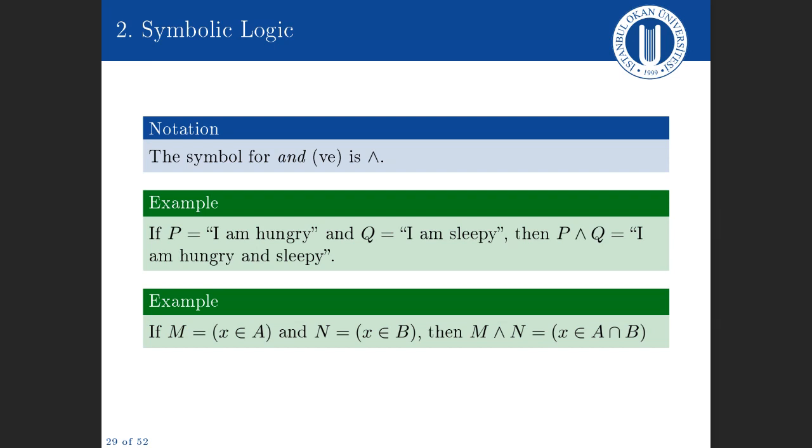The symbol for and is this upside down V. For example, if P is the proposition I am hungry and Q is the proposition I am sleepy, then P and Q is the proposition I am hungry and sleepy. Or if M is the proposition X is in A and N is the proposition X is in B, then M and N is the proposition X is in A intersection B. And as I said before, these two symbols are connected in that they both open downwards. One looks like an upside down V, one looks like an upside down U.